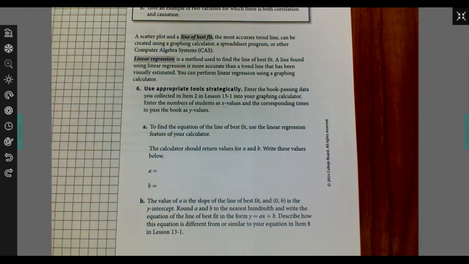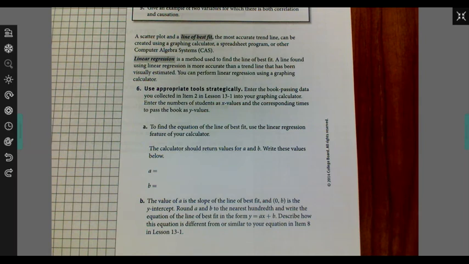Our last section covers question number 6. The paragraph leading into number 6, our intro, says a scatter plot and a line of best fit, the most accurate trend line, can be created using a graphing calculator, a spreadsheet program, or other computer algebra systems, or CAS. Linear regression is a model used to find the line of best fit. A line found using linear regression is more accurate than a trend line that has been visually estimated.